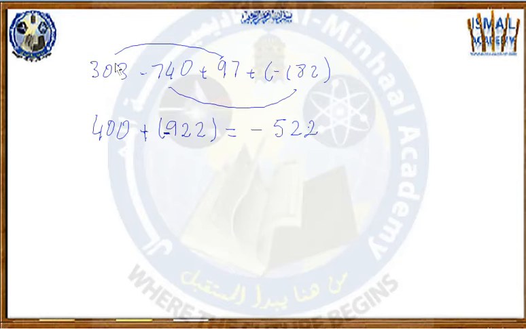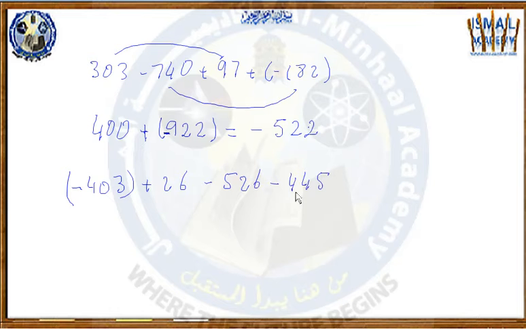For the second one, what do we have? Negative 403, plus 26, minus 526, minus 445.